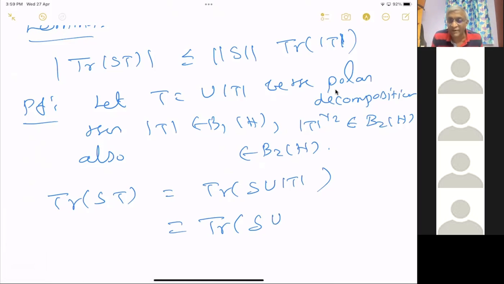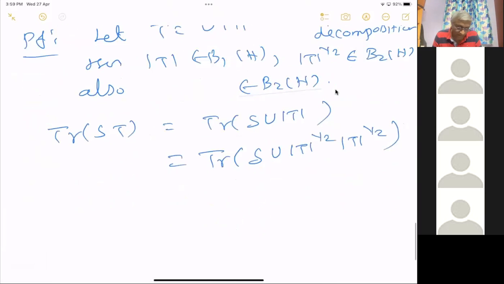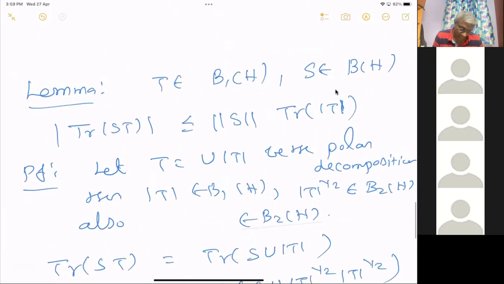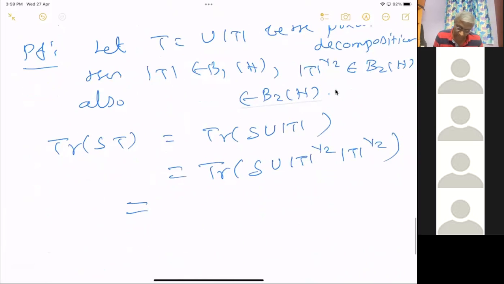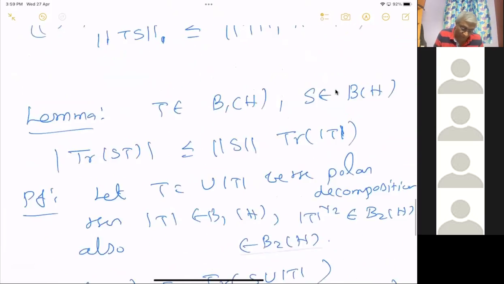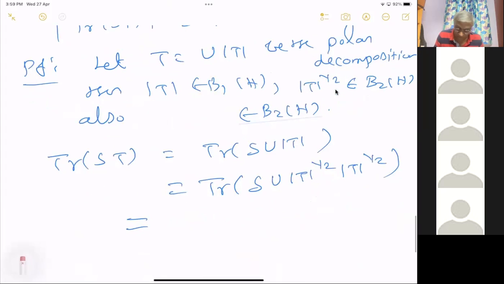So please tell me if you are following. Yes, sir. This is okay? I don't know why I got into the idea of U star. That will come later, when we prove this Banach space property, there I need this U star. Yes, this is okay.